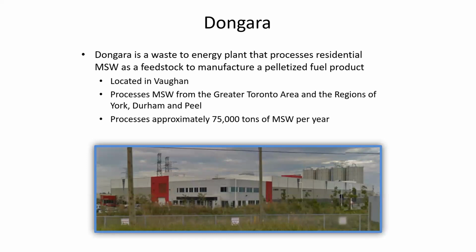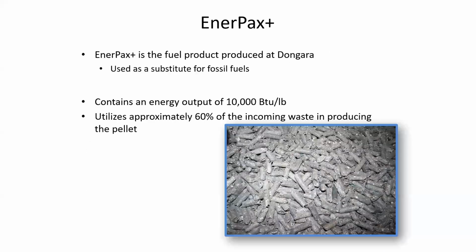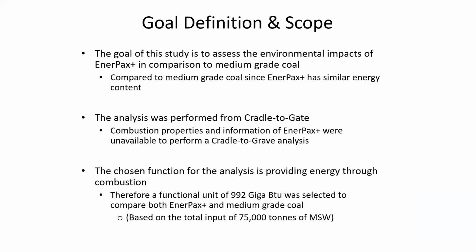This is the plant located in Vaughan, which processes MSW from the Greater Toronto Area and the regions of York, Durham, and Peel. It processes approximately 75,000 tons of MSW per year. They produce a product called NRPAX, a fuel product used as a substitute for fossil fuel. Its energy output is 10,000 BTU per pound, and 60% of the incoming waste is used in producing these pellets. The goal of this study is to assess the environmental impact of NRPAX in comparison to medium-grade coal, since NRPAX has similar energy content. The analysis was performed from cradle to gate.